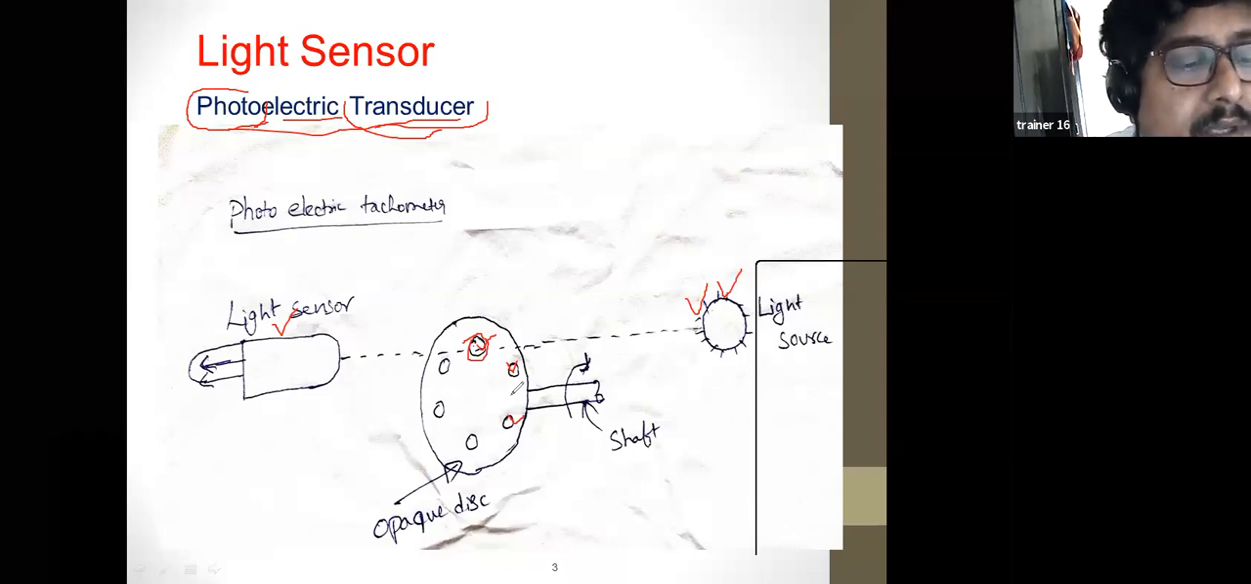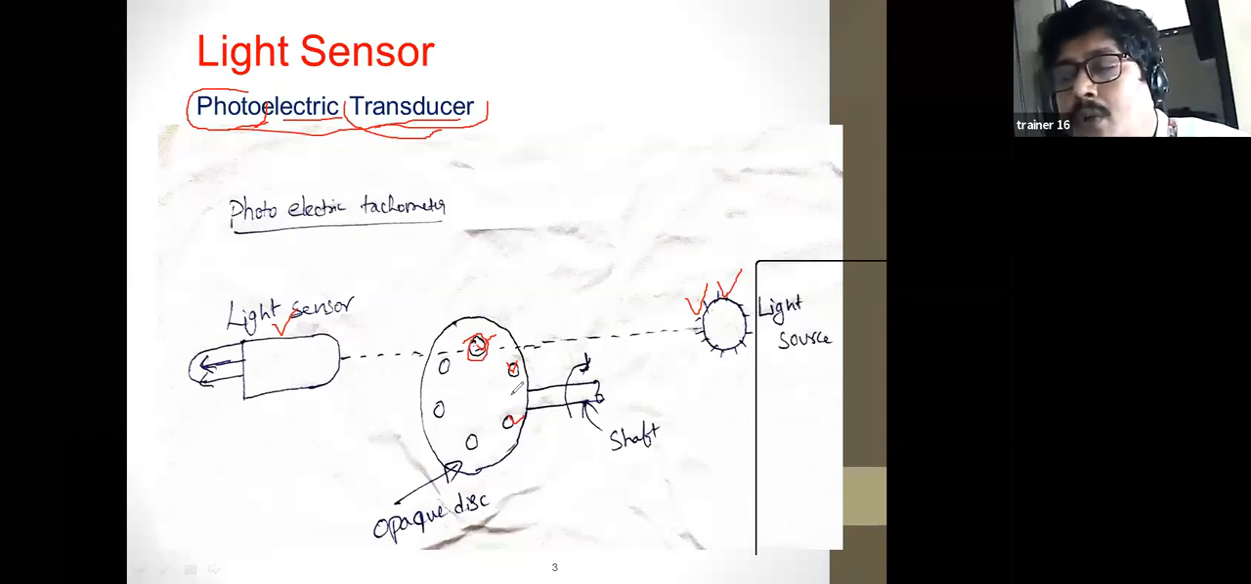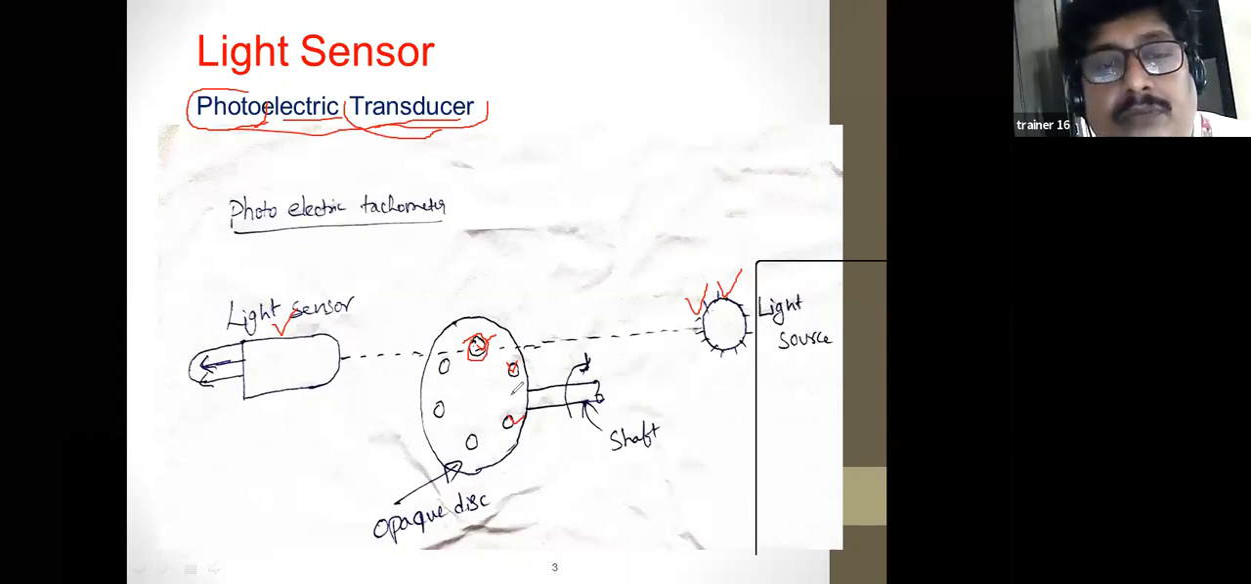Electronic counter, one minute, please. The counter, electric counter or electronic counter, counts the number of pulses. And then these pulses are calibrated in terms of the speed of the shaft. The speed of the shaft. So, one minute.